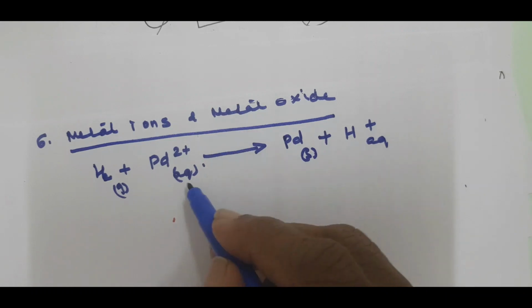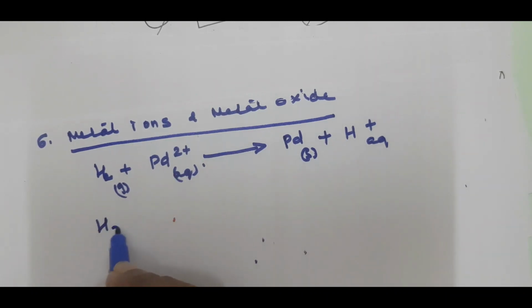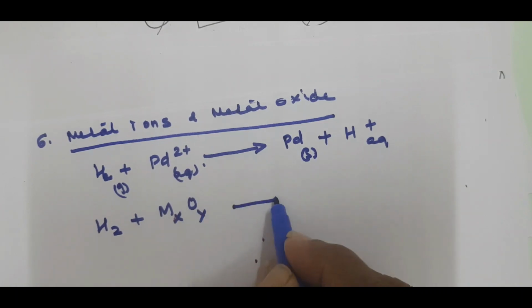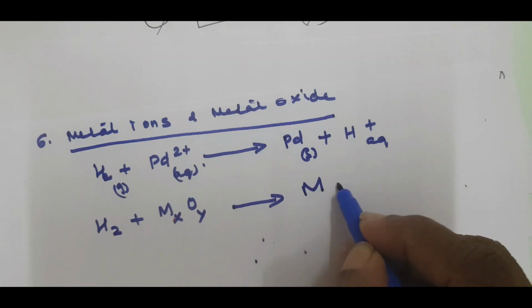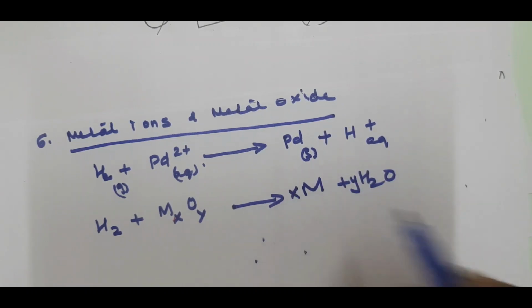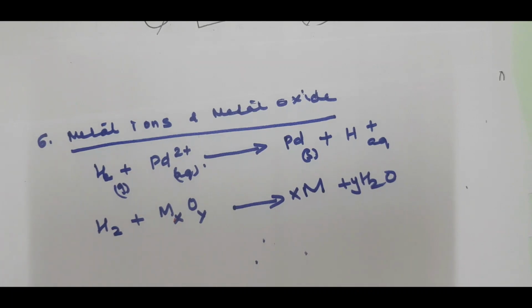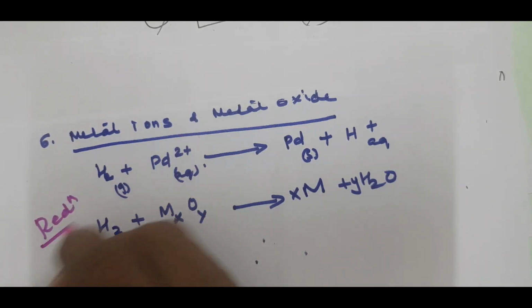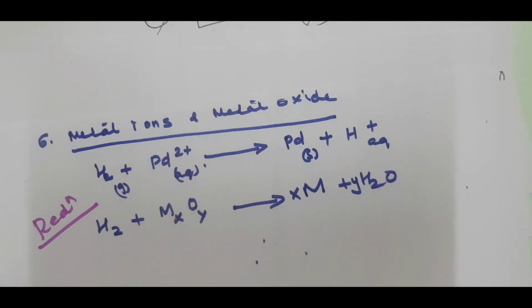So this is the reaction with the metal ion. And if you take a metal oxide, for example MxOy, it will also be reduced to the corresponding metal plus y H2O. Mainly here the reduction happens. Just remember that. So this is about the reactions with hydrogen.